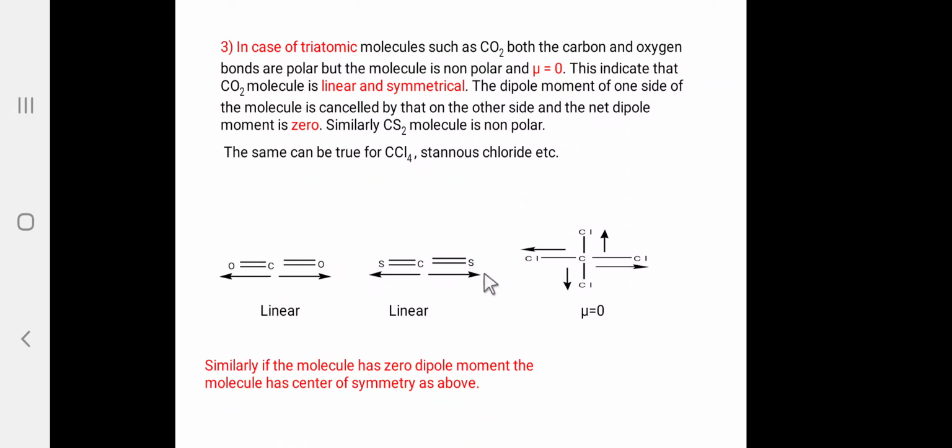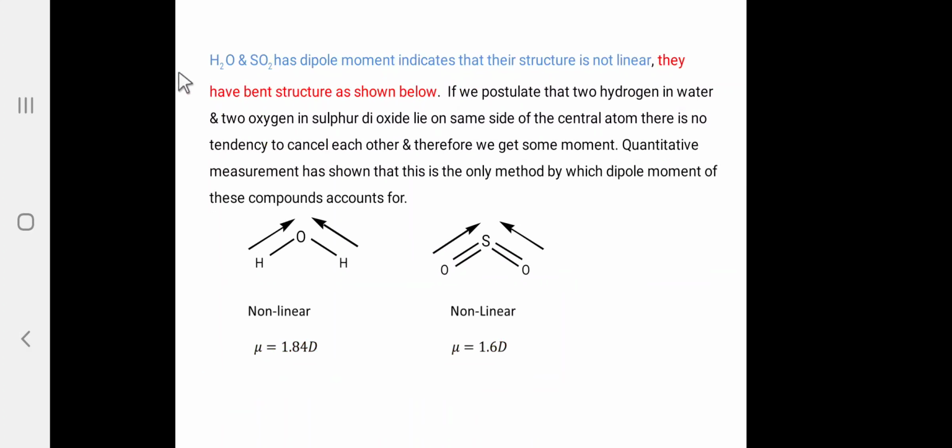In case of the triatomic molecules, let us consider another example, H2O and sulfur dioxide. Water and sulfur dioxide have a dipole moment, which indicates that their structure is not linear; they have the bent structure as shown below. This is the water molecule, this is the sulfur dioxide. So water and sulfur dioxide both have the bent structure.